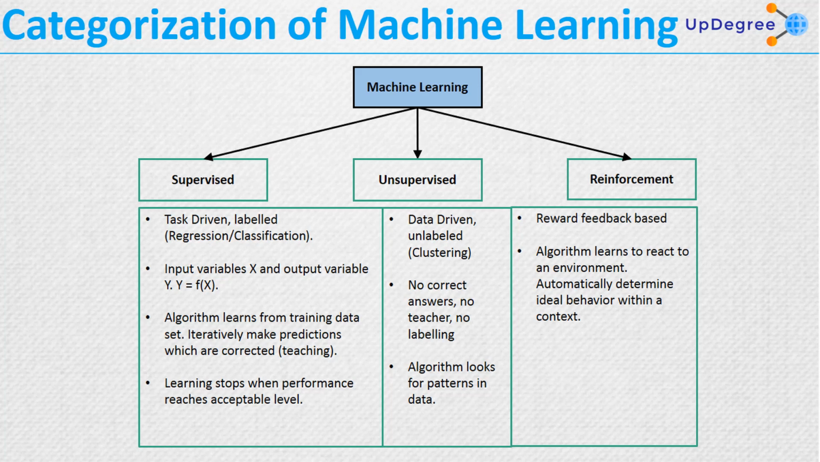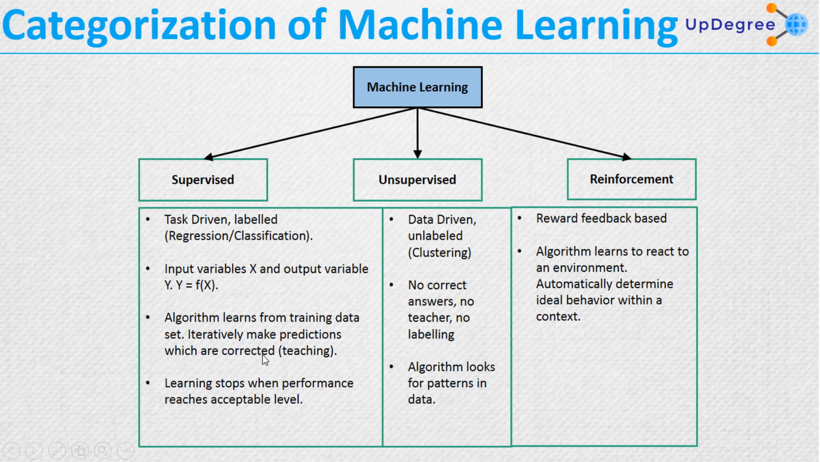and it is task driven. So from this particular data set, my model will learn, and then one task will be given to the model for forecasting and prediction. So input variables x and output variable y. In case of regression, we are supposed to form one function, that is y = f(x). This expression indicates that for a new value of x, we can predict the value of y. And this function of x will be decided and formulated from the existing data set. Algorithms learn from a training data set and iteratively make predictions which are corrected, and that is teaching.